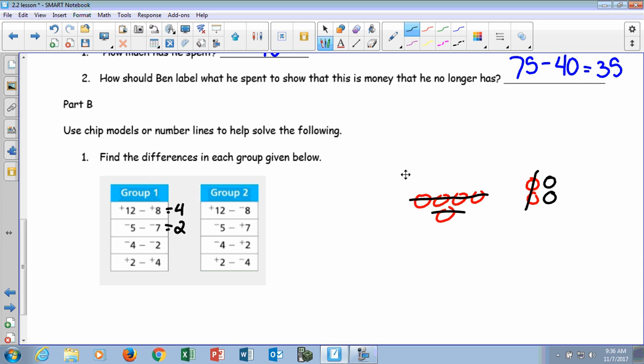How many people got 2? Excellent. No, not 12. It's not -12, it's 2.